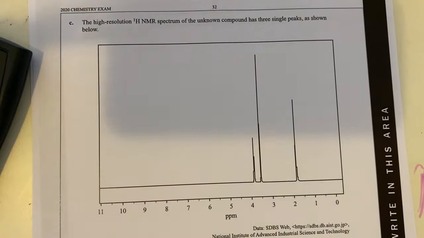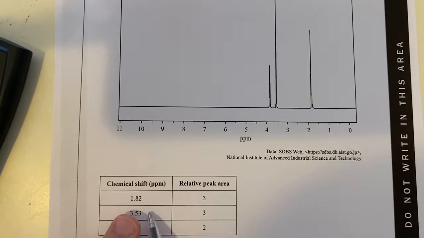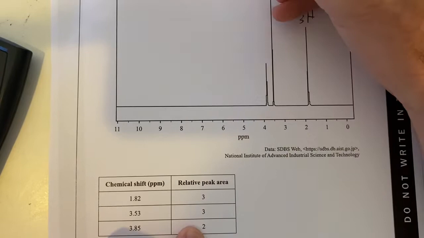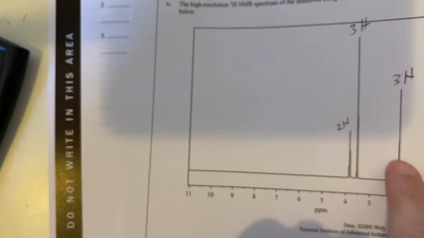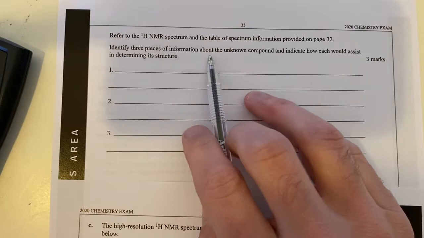Okay, next question is, this is our high resolution NMR. That's what I've got. So therefore, we've got a chemical shift here, relative peak area there. I'm going to write 3H's on it. I'm going to write the next one is 3H and this one is 2H. And we'll move on. So therefore, there's three environments within our molecule. Refer to the H-NMR spectrum and provide three pieces of information about the unknown compound and indicate how each would assist. So here we have our spectrum.